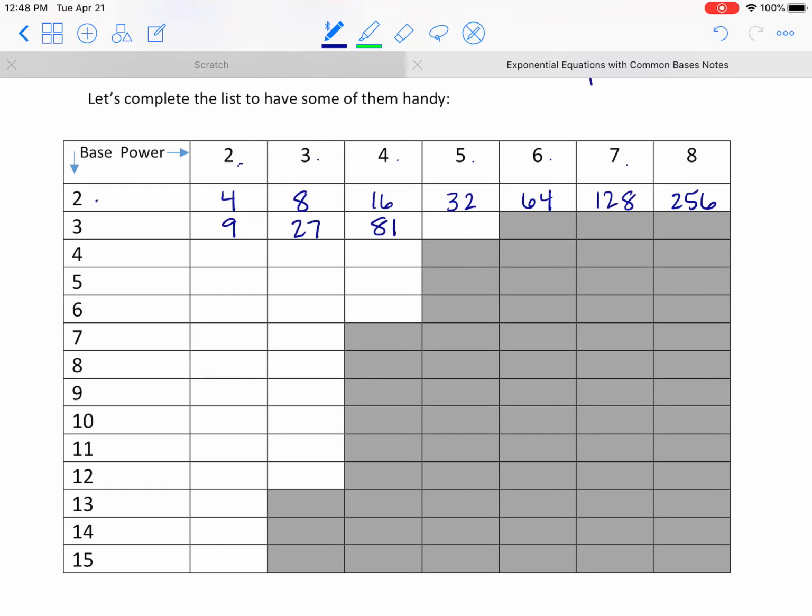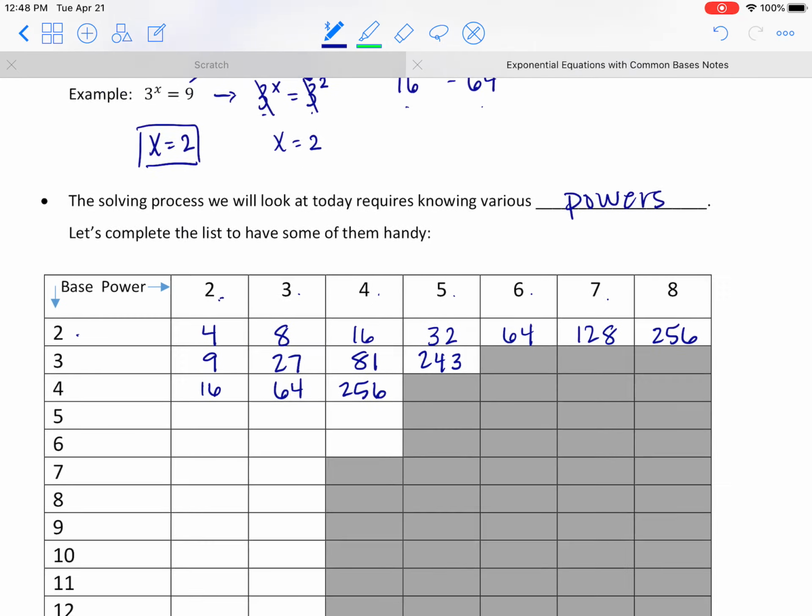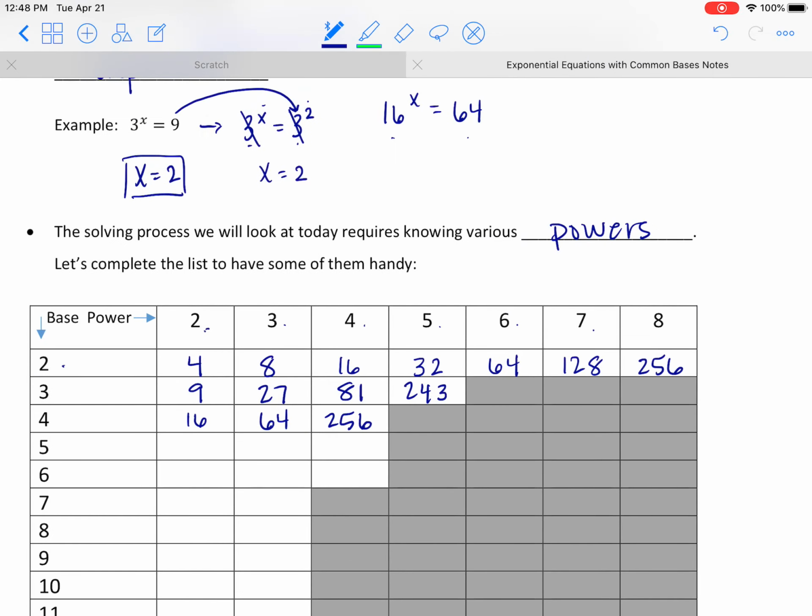3 to the power of 2, 3 squared, is going to make 9. 3 cubed is 27. I'm hoping we knew those. And then 3 to the 4th power is 81. 4 squared is 16. 4 cubed is 64. 4 to the 4th is going to be 256. And then, oops, for some reason I skipped this, 243 here, 3 to the 5th power. I'm going to pause here for a second.